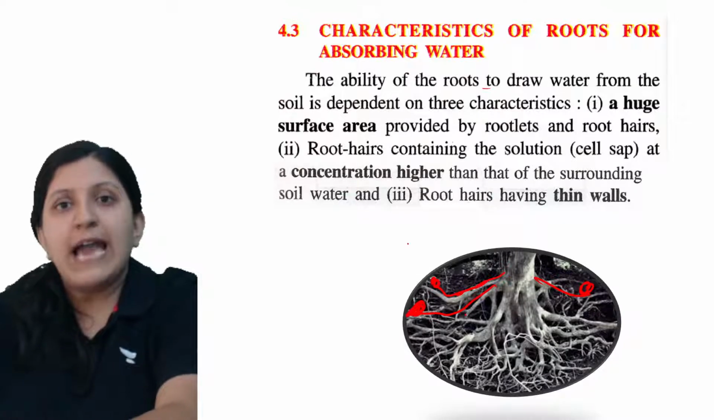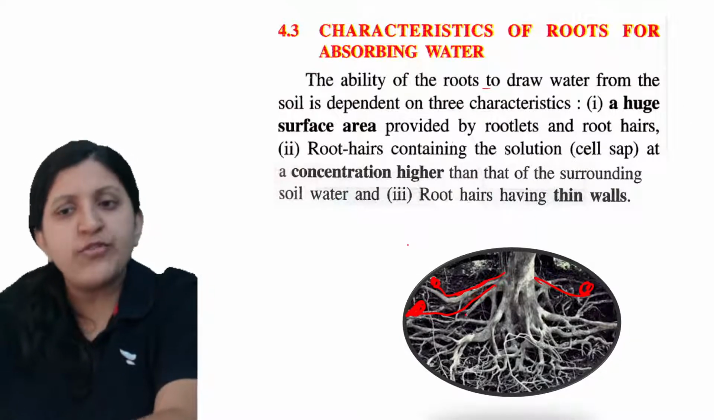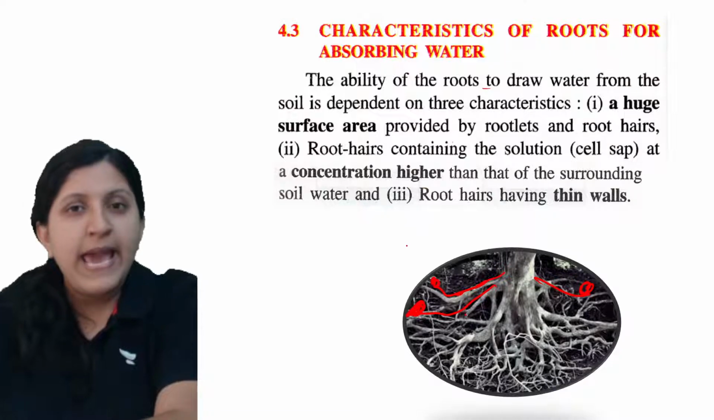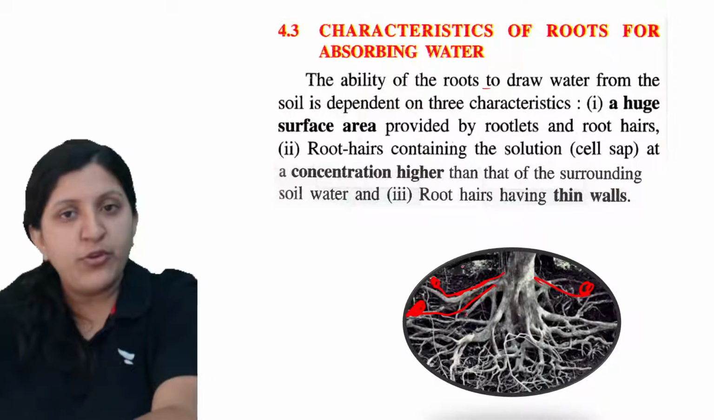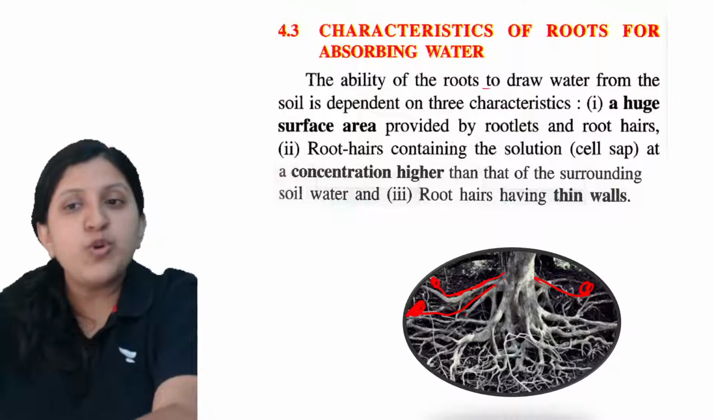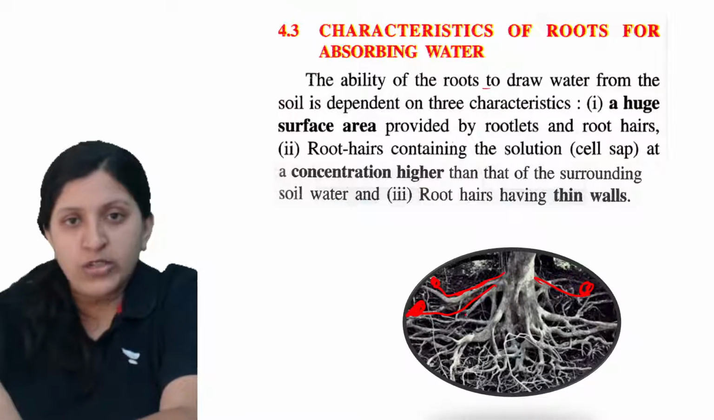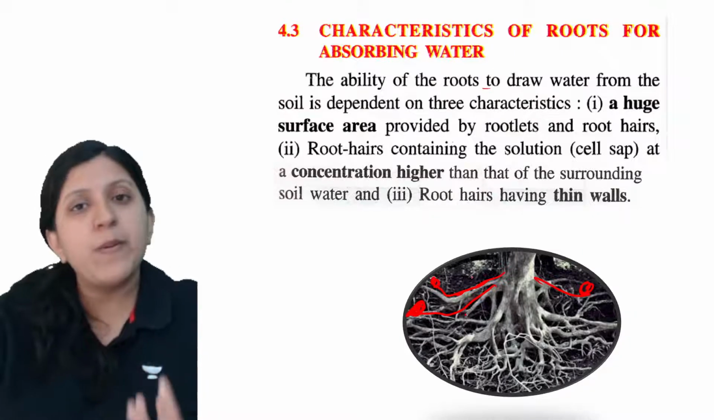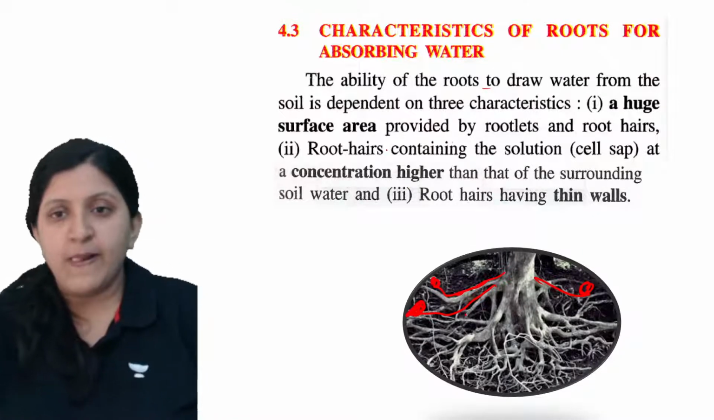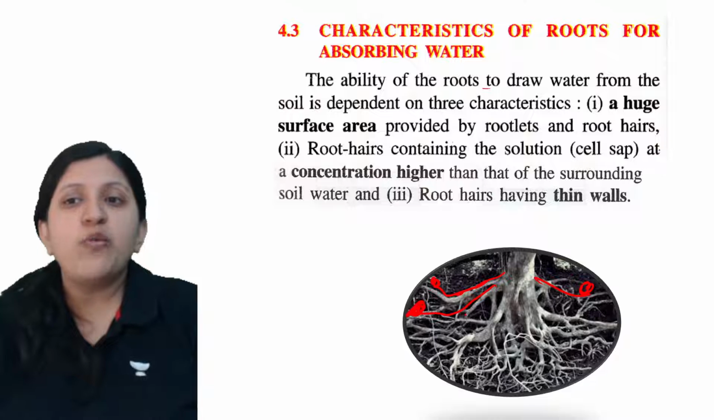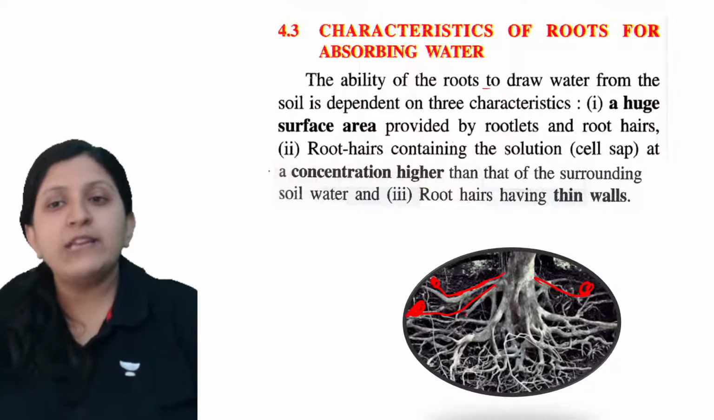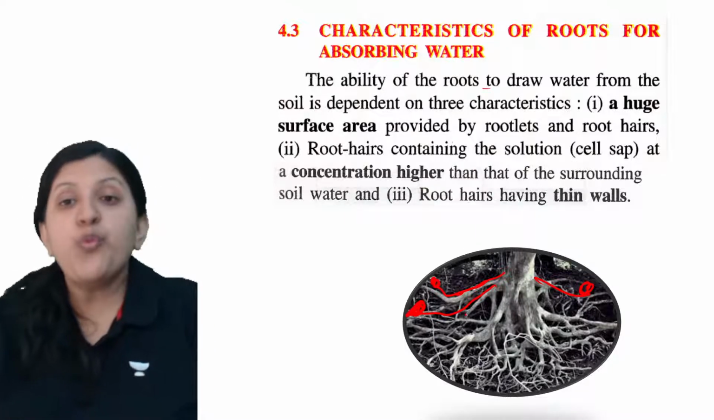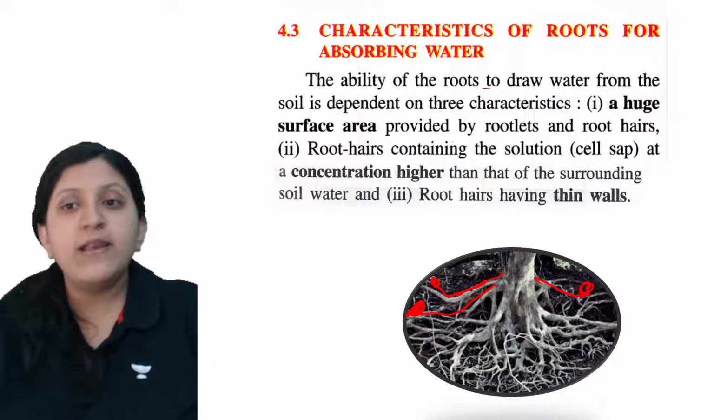So that is hydrotropism, geotropism. Different concepts you will learn in chemical coordination. But before that, yes, the root growth is towards the water, where the water is available. It is basically to take in the maximum amount of water and minerals. The ability of the roots to draw water from the soil is dependent on three characteristics. One is a huge surface area, which is provided by the rootlets and the root hair.